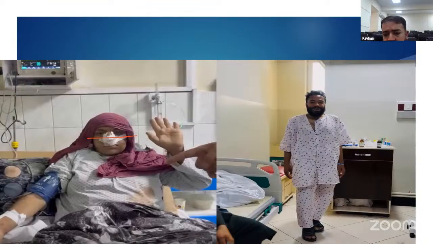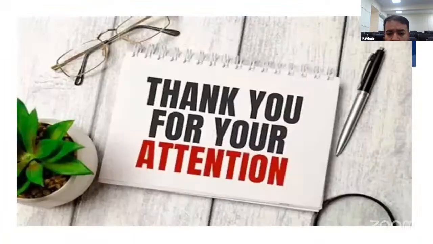And on the left side is a patient from Helmand province. He again had the same pituitary adenoma with decreased vision, and there was also concern about whether it could be done in Afghanistan or not. Alhamdulillah, we did it with a very good result. And this is all. Thank you for your attention, and I'm sorry if I talked too much. I'm available for any question and any suggestion. Thank you so much.